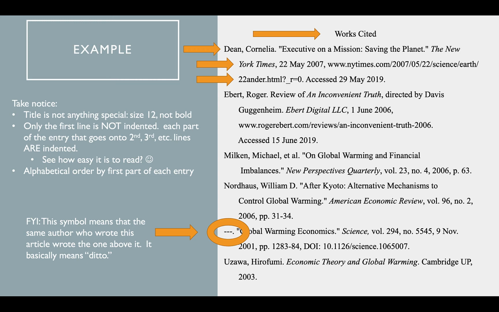Unless they are two different people. If in your paper you have somebody named John Smith who wrote a fascinating article, and then you have another different John Smith who wrote another different fascinating article, then yes, you will list them separately. And then in your paper, you will be very clear which John Smith wrote which article.